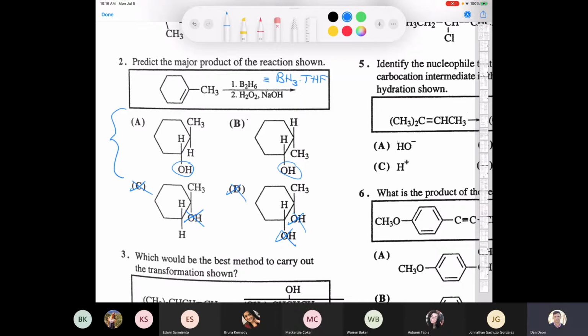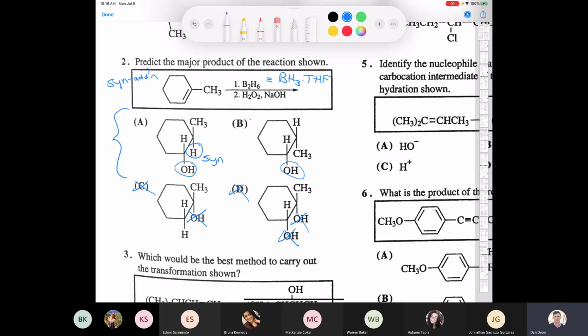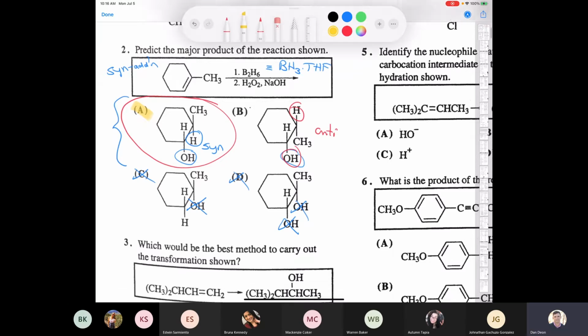Yeah, exactly, Edwin. It's going to be A. Why? Because anti-Markovnikov addition occurs in a syn fashion, right? This is syn addition of the hydrogen and the hydroxyl. They're added to the same face of the molecule. Again, this is syn, and over here, they're anti. And so the only possible answer is A, is the best answer. It's anti-Markovnikov, and it's the result of syn addition because the hydrogen and the hydroxyl are added to the same face of the molecule. Let's move on to question number three.